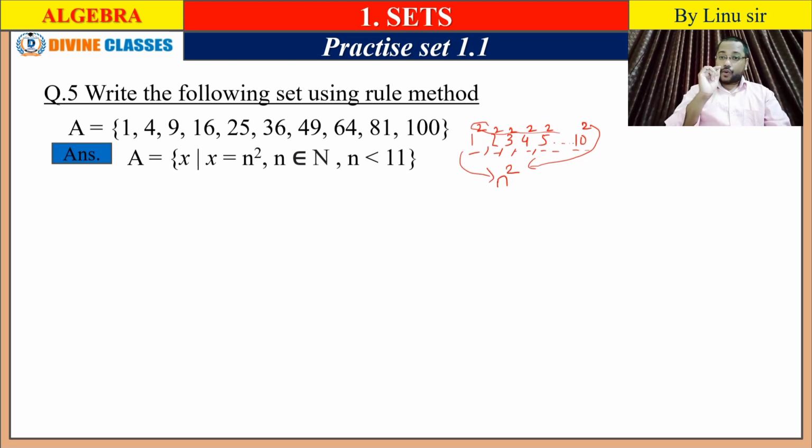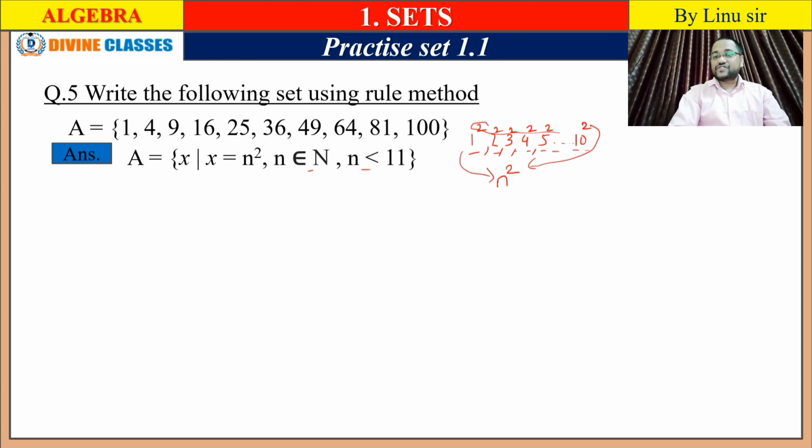But keep it in mind, whenever you are taking a letter n for the changing number, you have to define the starting point and the ending point, right? So the starting point over here is 1, yes or no, 1 square, and the ending point is 100, that is 10 square. That means it should be less than 11. It should start from 1 and it should end up before 11.